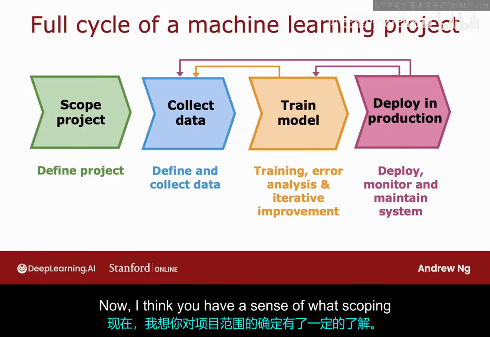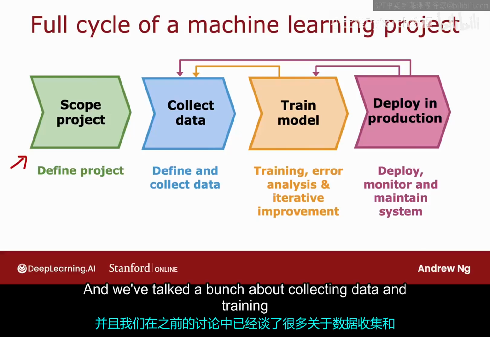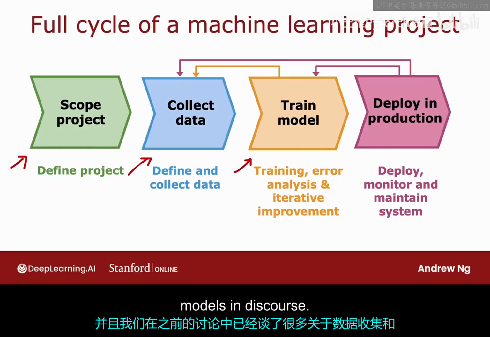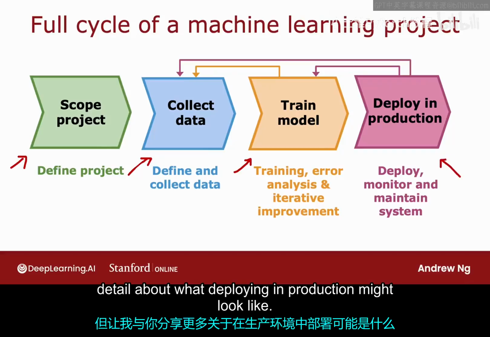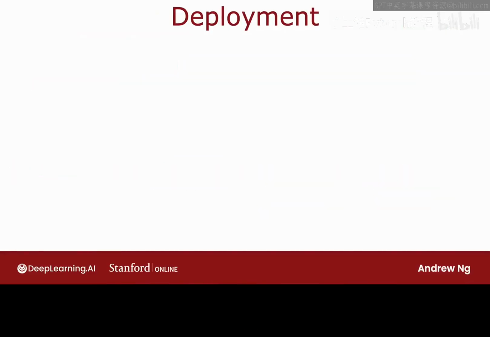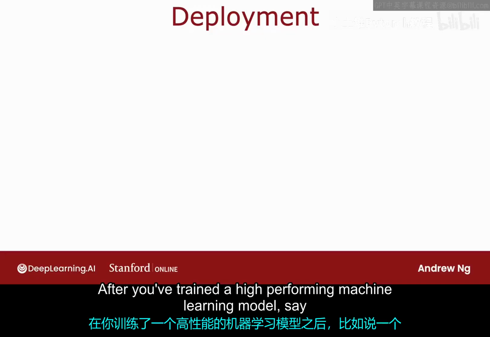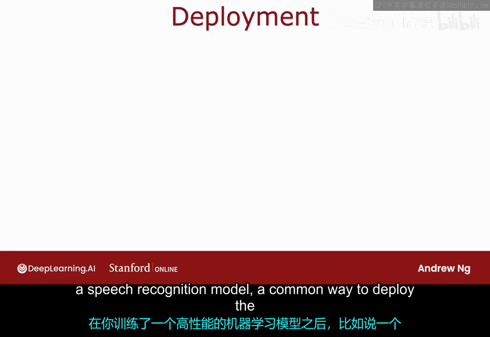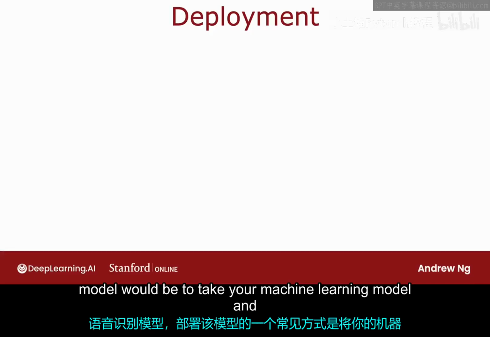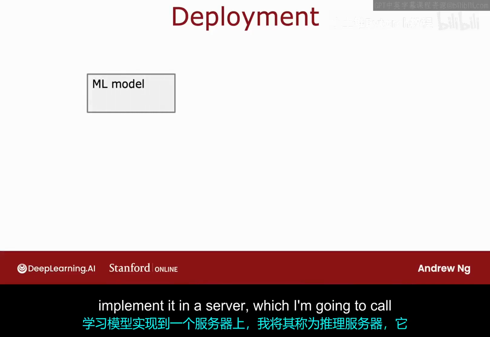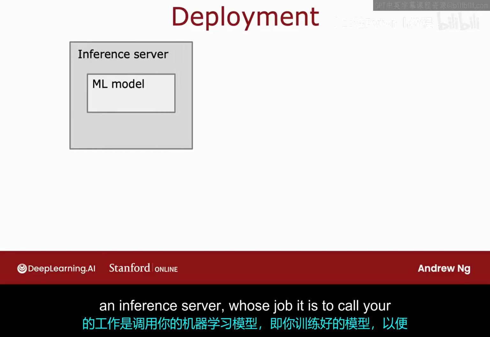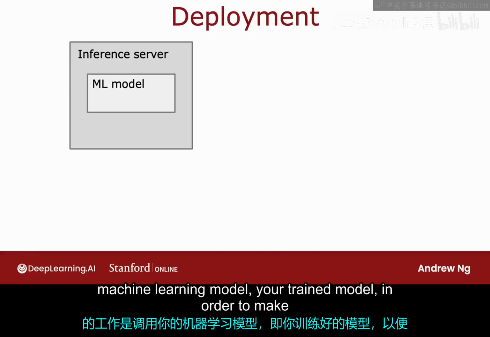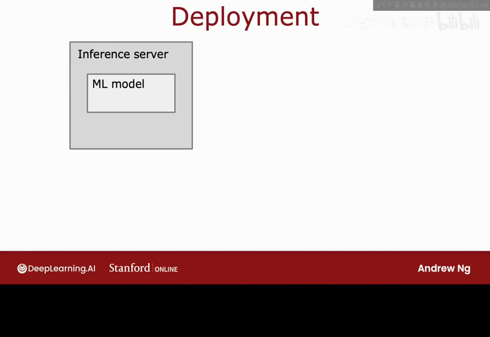Now, I think you have a sense of what scoping a project means, and we've talked a bunch about collecting data and training models in this course. But let me share with you a little bit more detail about what deploying in production might look like. After you've trained a high-performing machine learning model, say a speech recognition model, a common way to deploy the model would be to take your machine learning model and implement it in a server, which I'm going to call an inference server, whose job it is to call your trained model in order to make predictions.